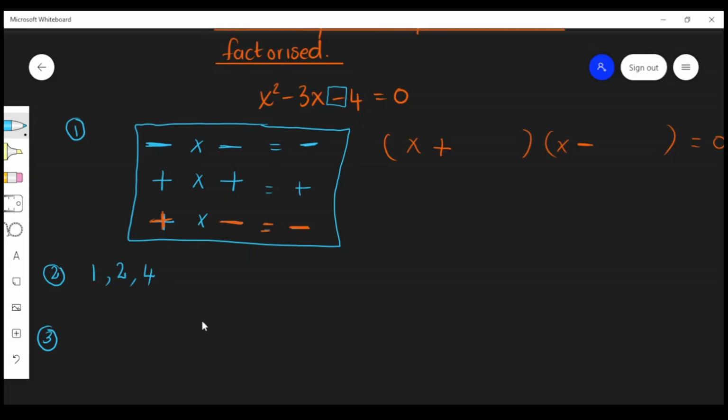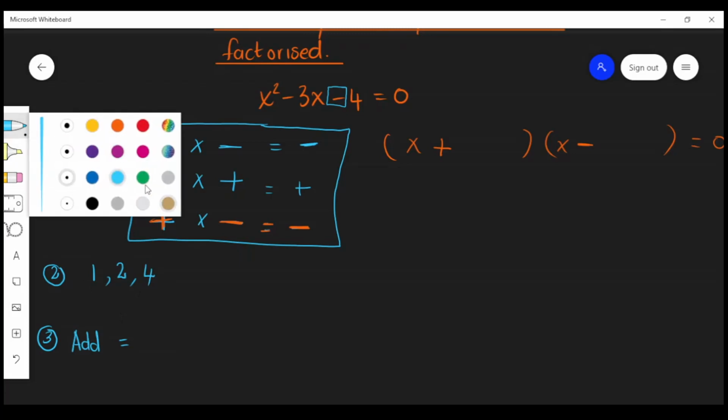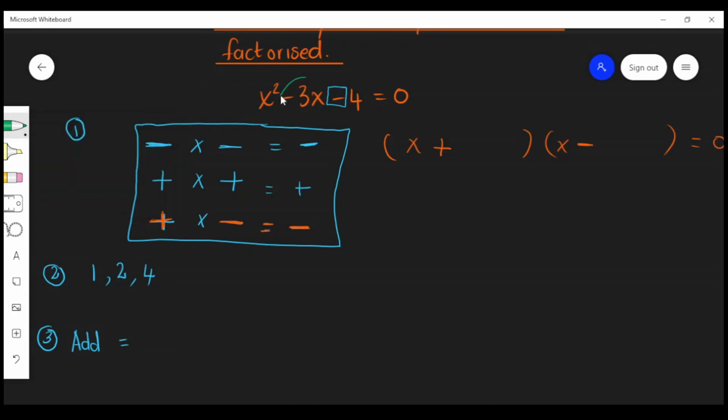So what's the first thing we do? We're going to find two numbers that, when we add them together, will give us a negative 3. And when we multiply them, they'll give us a 4.